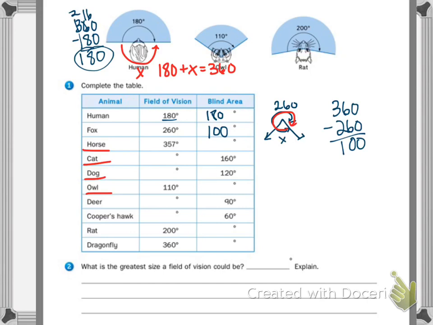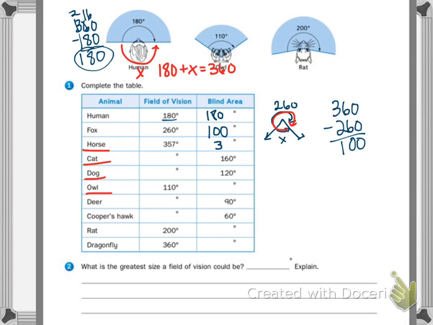All right, for the horse, you should have gotten 3. Only 3 degrees that it cannot see, meaning 357 degrees it can see, and only a little bit behind itself which it can't see, which is probably why you get kicked when they can't see you, because they get scared. They can see a lot.